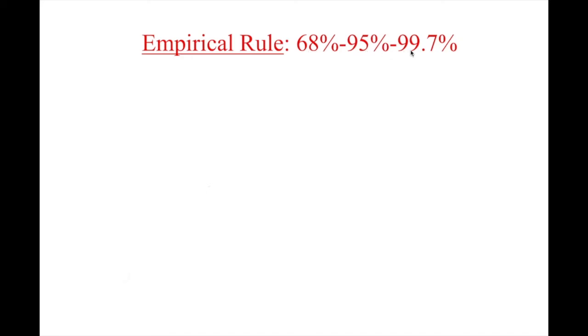68%, 95%, and 99.7%. So what does this mean? 68% of data fall within 1 standard deviation. 95% of data fall between 2 standard deviations, and 99.7% of data fall within 3 standard deviations. That's the meaning of that.